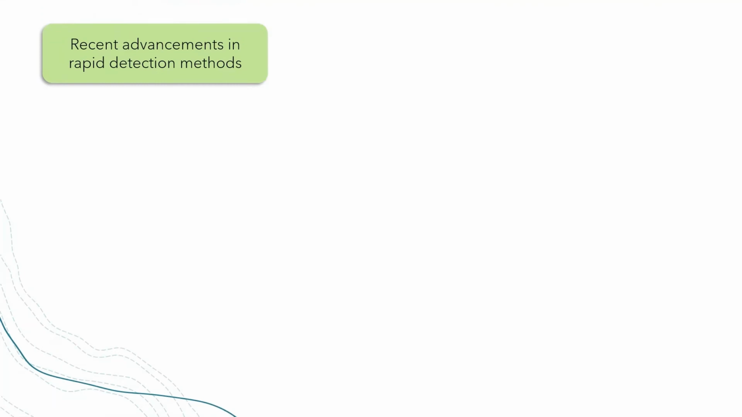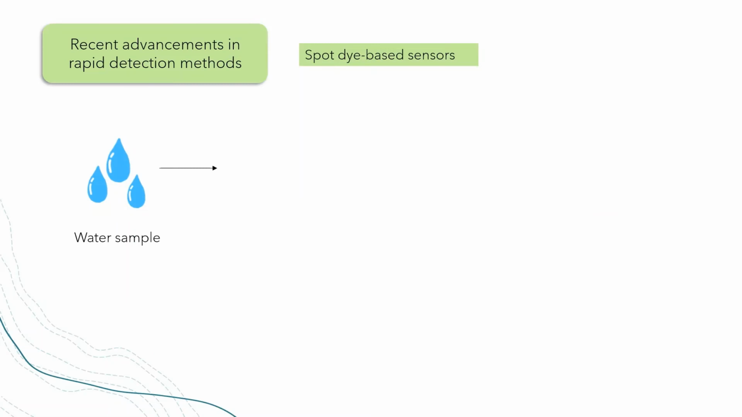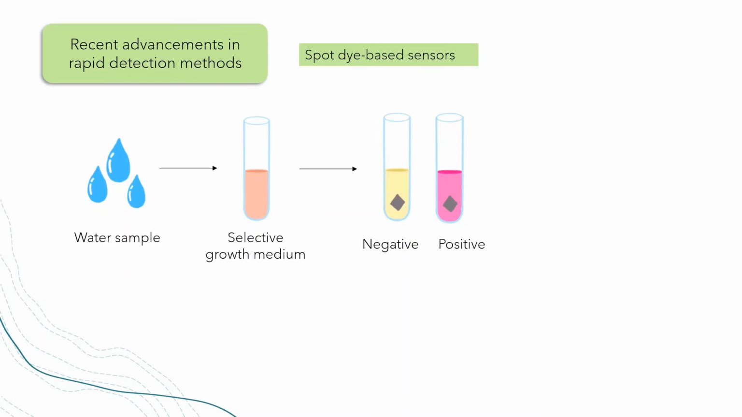As research is constantly ongoing and progressing, there have been advancements in rapid detection methods. For instance, a group of researchers developed spot dye-based sensors for the rapid detection of Vibrio species in water samples. How it works is actually very simple. First, you have your water sample, and you culture the sample in a selective growth medium which promotes the growth of Vibrios. The dye-based sensor is then added into the sample, and positive samples will turn red or pink. The dye comprises tetrazolium dye and a carbon source to detect live bacteria.